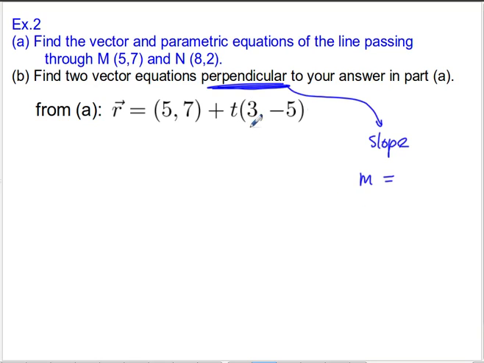And to find the slope of your line, remember that your direction vector can be thought of as delta x, delta y. The x component is the delta x, the y component is the delta y. So slope is defined as delta y over delta x. So that's going to be negative 5 over 3. But we're not interested in this slope. We are interested in the perpendicular slope. And that's going to be equal to the negative reciprocal of this, which is positive 3 over 5.